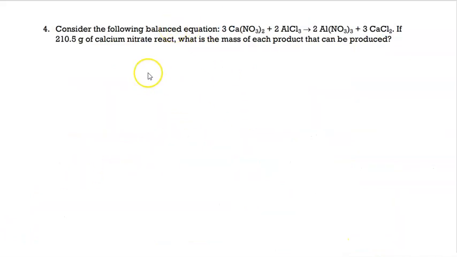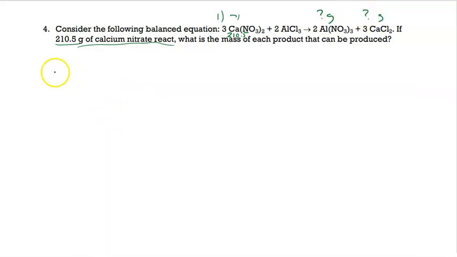4. Calcium nitrate, aluminum chloride react again. Step 1. Balanced chemical reaction already done for us. All right. If we have 210.5 grams of calcium nitrate, what is the mass of each product? So question mark grams, question mark grams.